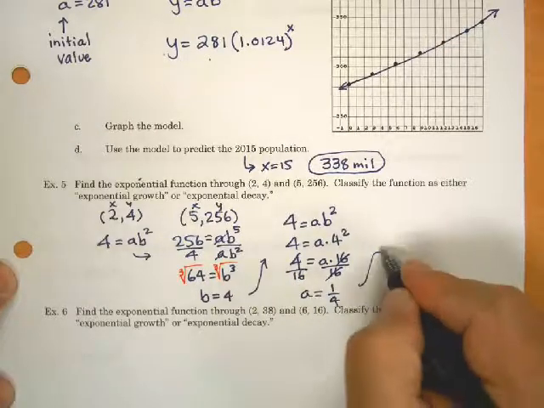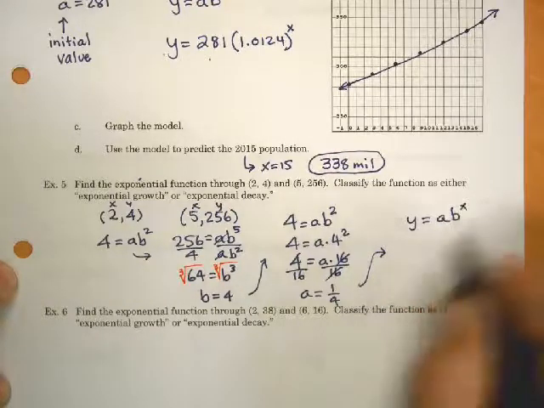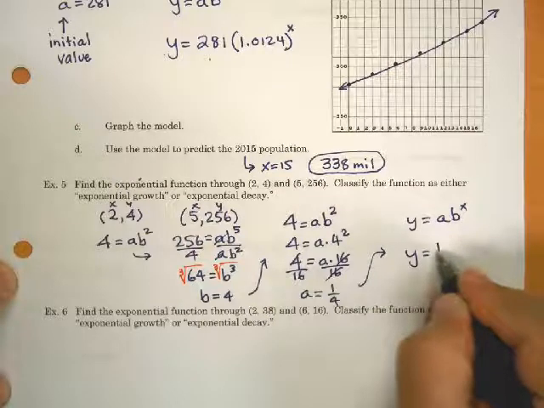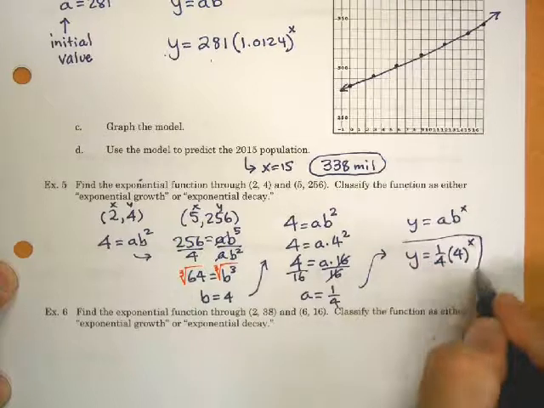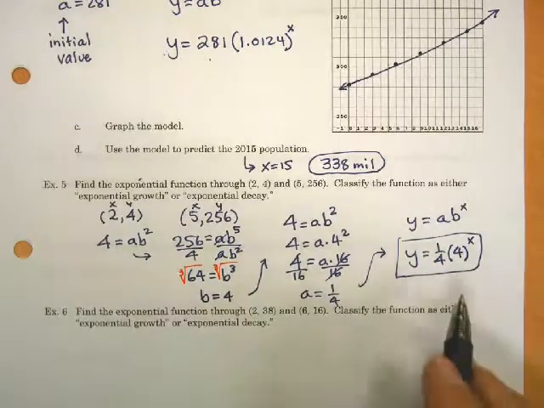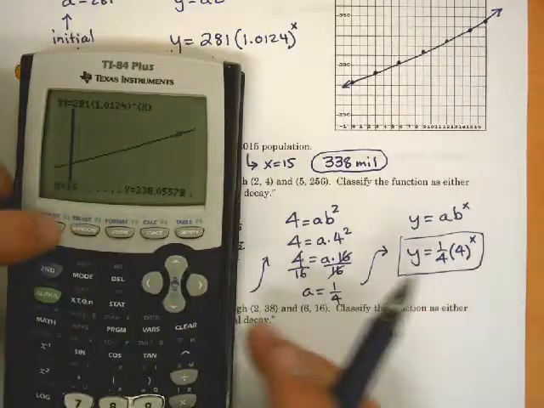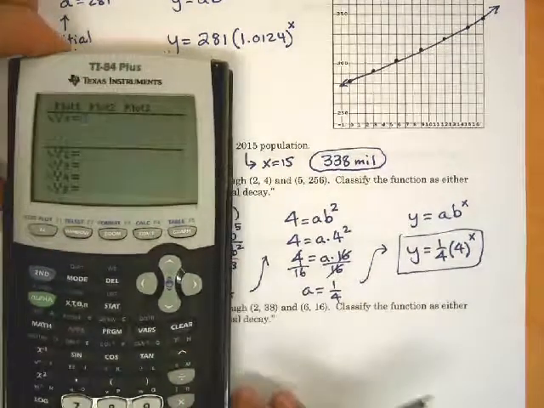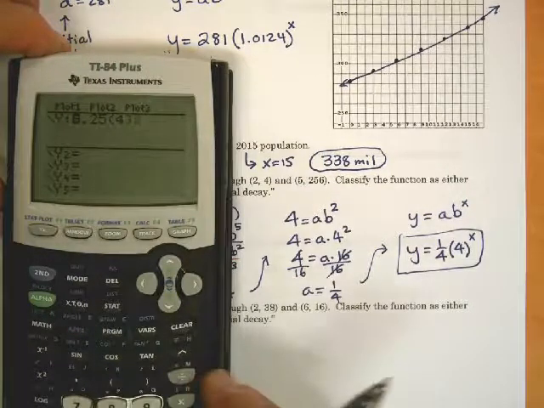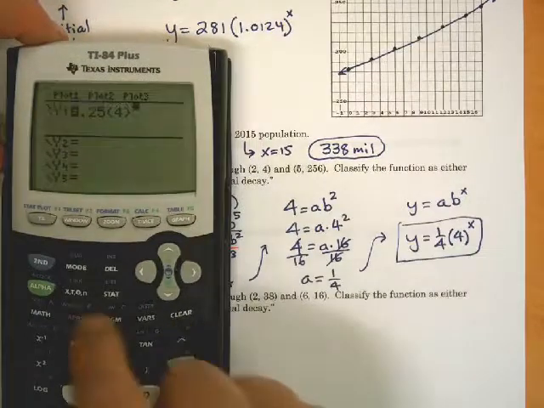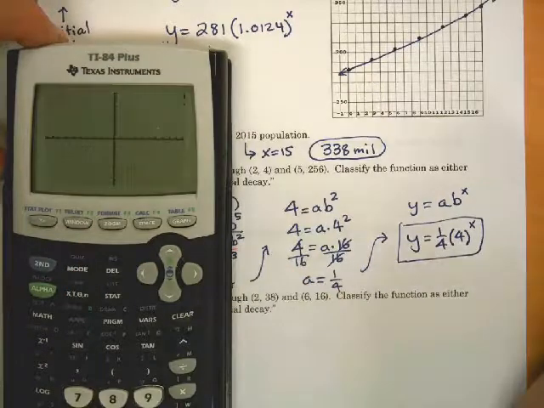So now you come up here and fill in the a and the b into the original equation. So it's y equals 1/4 for a, 4 for the b, to the x power, and you've got your equation. Now we're going to check it by graphing it and seeing if these points are actually on the graph. So go to your y equals key, clear out what was there. Type in 1/4, I'm using 0.25, times 4 for the base. You want to hit your exponent key and your x, and then say zoom 6. And here comes the graph.